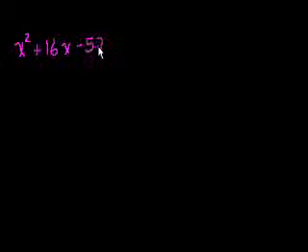x squared plus 16x minus 57 is equal to 0. So what are the tools in our toolkit right now that we could use to solve this? Well, we could try to factor it out. We could say, what two numbers add up to 16, and when you multiply them, they're minus 57, and you'd have to think about it a little bit.